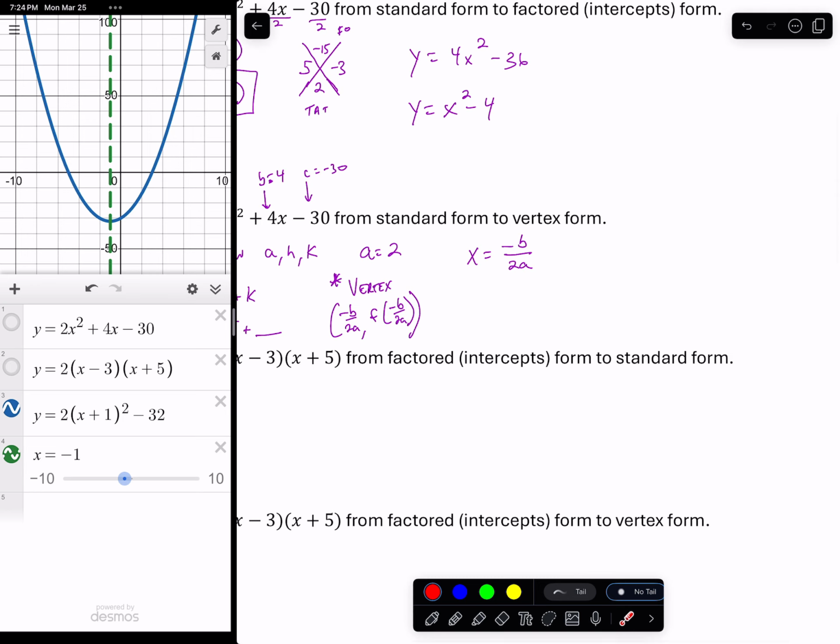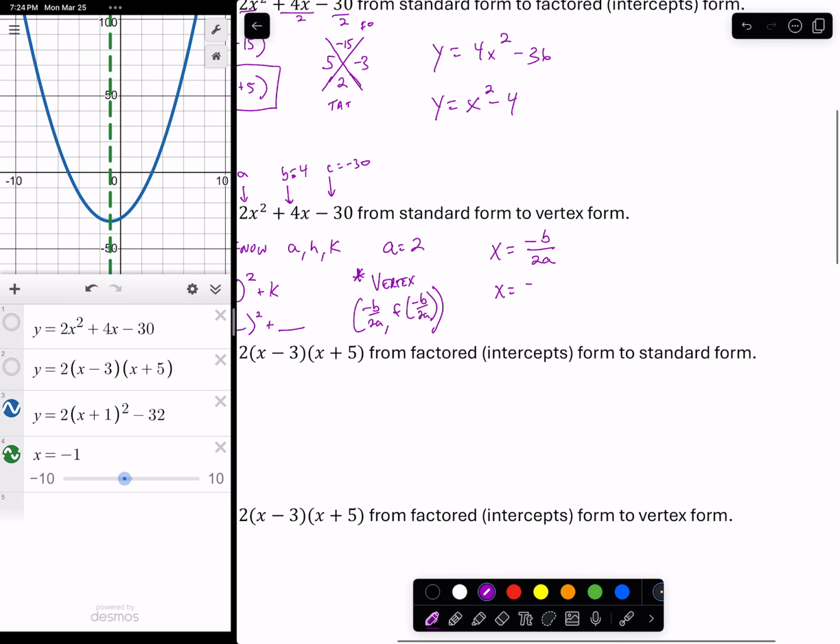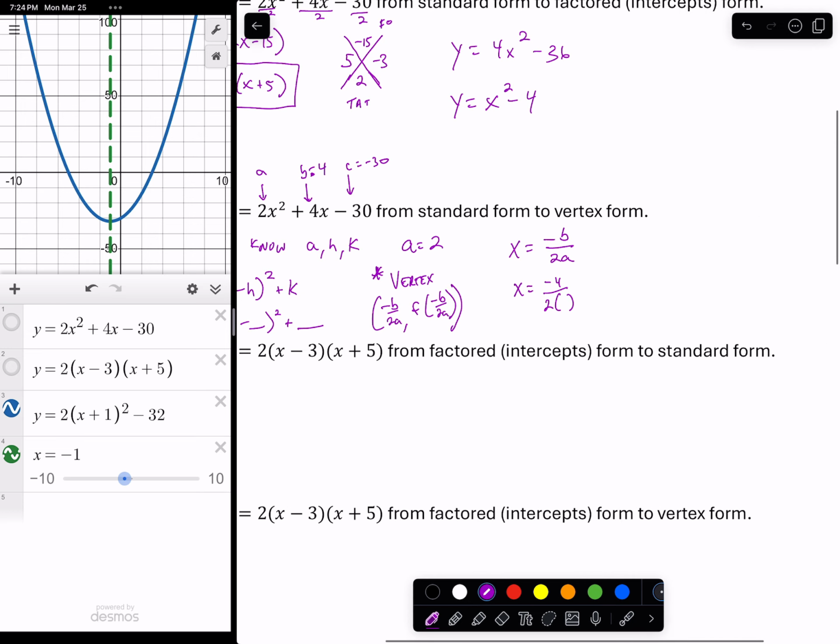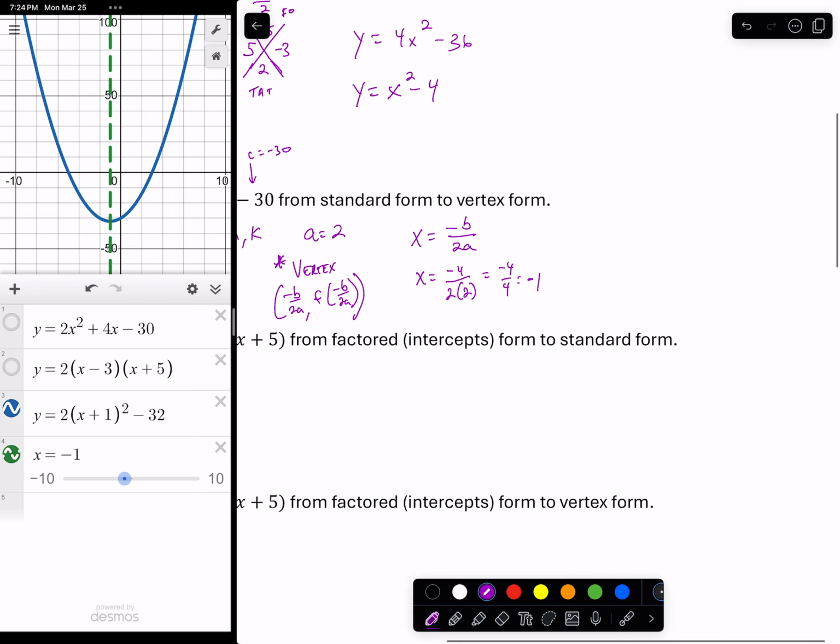All right, so x equals negative b over 2a. So b we said was 4. So we have negative 4 over 2 times a. A is 2. So we get negative 4 over 4, which is negative 1. So now I know the vertex has an x-coordinate of negative 1.